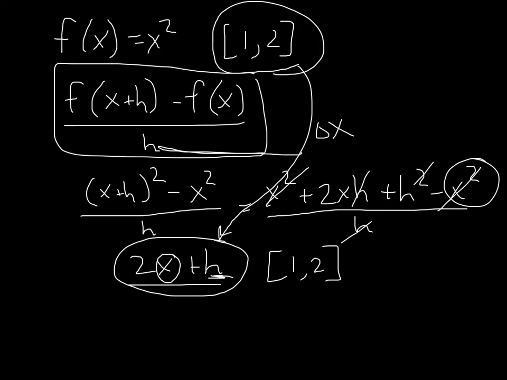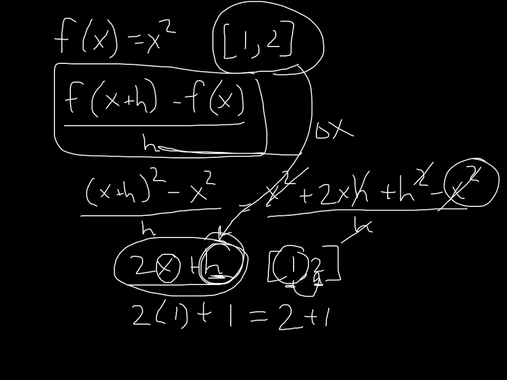So to apply the difference quotient to find the rate of change from a to b, or 1 to 2, we use 1 as our x value. So 2 times 1 plus h. H represents the change in x. So to go from 1 to 2, there's a difference of 1. Therefore, the slope: 2 times 1 is 2, plus 1 equals 3. So from point 1 to point 2, there is a slope of 3.